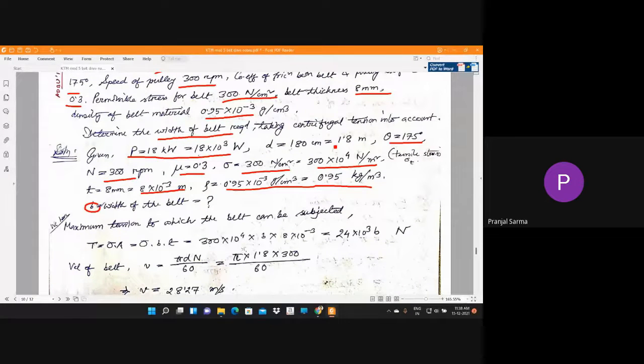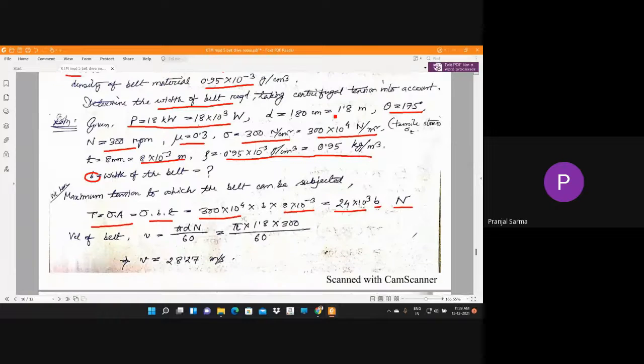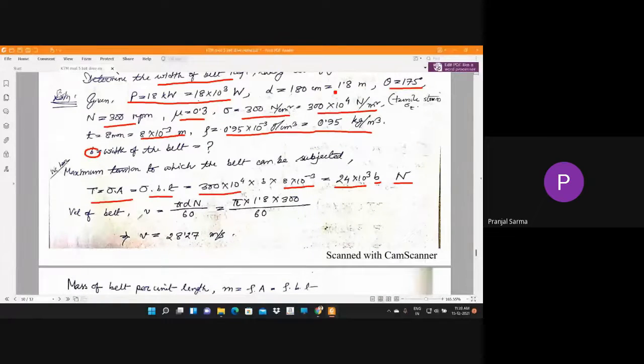Now from our belt design criteria, we know the maximum tension to which the belt can be subjected is given by T equal to sigma A, that is sigma b t. This sigma is given, so 300 into 10 to the power 4 is the sigma value. b we don't know, b will remain as b, and thickness is given. So after solving, it is 24 into 10 to the power 3 into b. b remains, and this tension is a kind of force, so the unit will be newton. Similarly, the peripheral velocity, the linear velocity of the belt, you will be able to find out, that is v equal to pi d n by 60. So by solving, the things are already given.